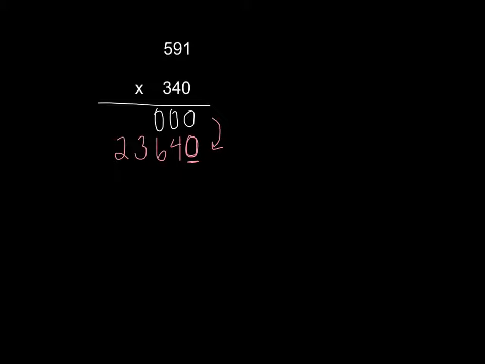And this time I'm going to go to my hundreds. So this time I moved over 2 numbers. I'm going to go down a row and add 2 zeros. Still lining up carefully. And 3 times 1 is 3. 3 times 9 is 27. Carry my 2. 3 times 5 is 15. And 15 plus 2 is 17.